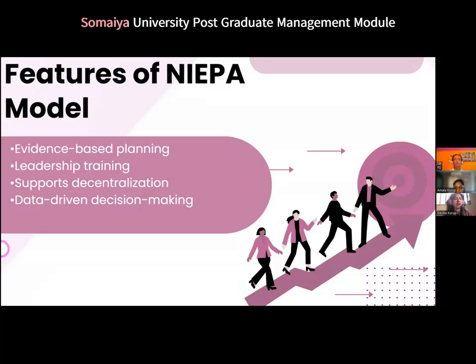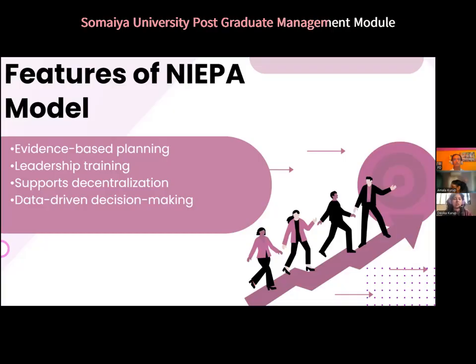The functions of the NIEPA model: evidence-based planning. Evidence-based planning talks about how the government or the establishment can help in formulating curriculums, ideas and structures. It's data-based collection of information. For example, preparing an annual work plan, or the Samagra Shiksha Abhiyan. Sarva Shiksha Abhiyan also comes under that.